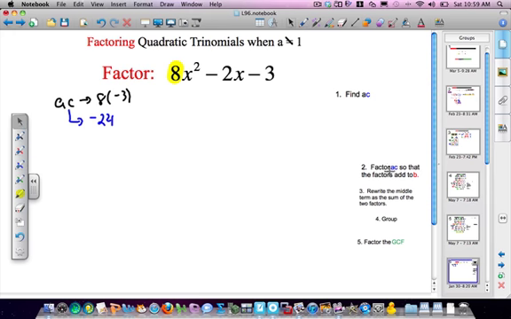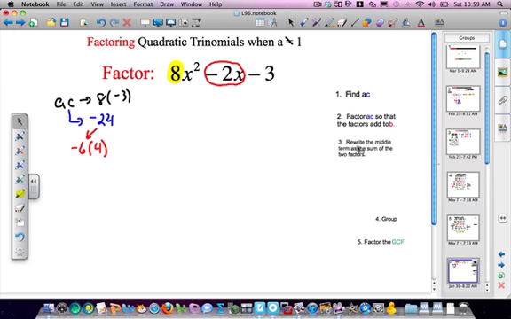Our next step will be to factor that negative 24 so that we find the two factors that will add up to the middle term, which in this case is a negative 2x. So the factors of a negative 24 that add to a negative 2 are negative 6 times 4. So let's rewrite that expression so that the middle term will be the sum of those two factors. 8x squared plus 4x minus 6x minus 3.